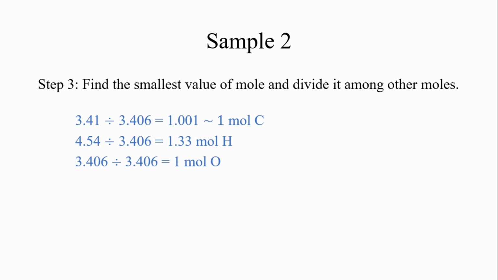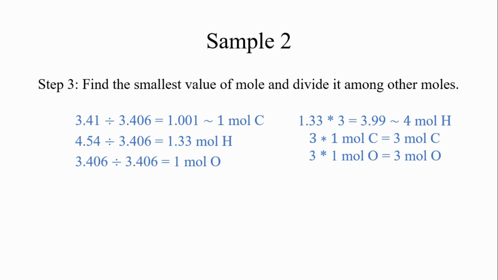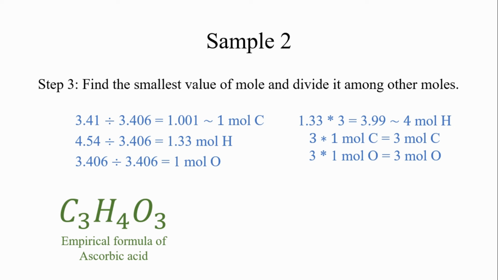So finding the smallest value of mole and dividing it to other moles will get us these answers. Notice that there is 1.33 moles of hydrogen. These are the actual moles of ascorbic acid. Using trial and error, multiplying it by 3 will give us 3.99, which is close to 4 moles of hydrogen. Since we multiplied 1 mole by 3, we have to multiply every mole by 3 because it is all in ratio. So C3, H4, and O3 is the empirical formula of ascorbic acid.